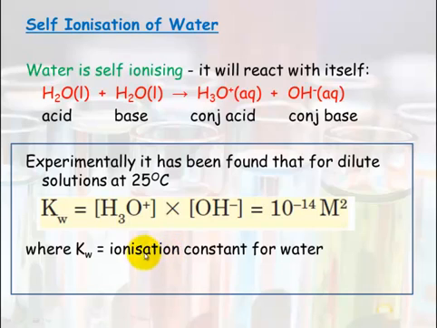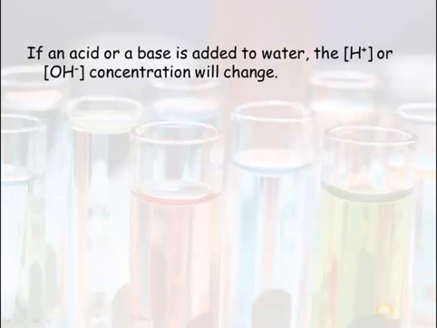This is important because now we know if we know the concentration of hydronium, we can always work out the concentration of hydroxide, or if we know the concentration of hydroxide, we can work out the concentration of hydronium. Okay, so if an acid or a base is added to water, the H plus or OH negative concentration will change.